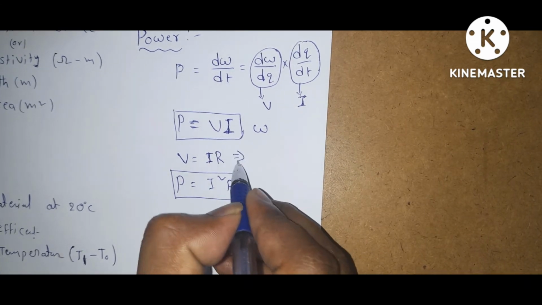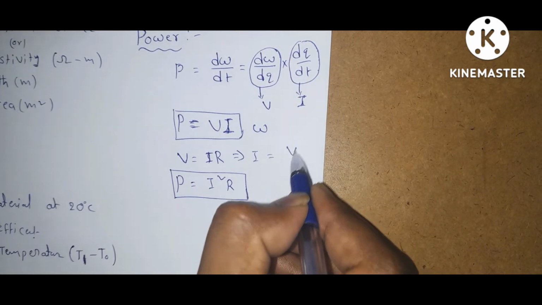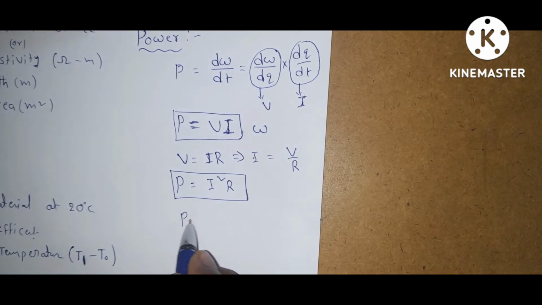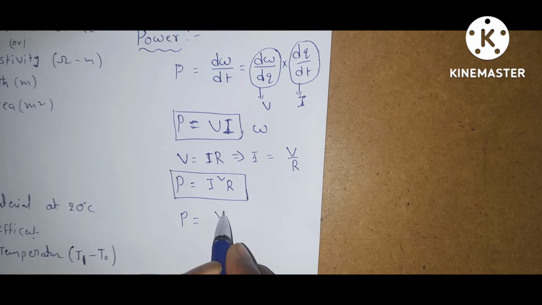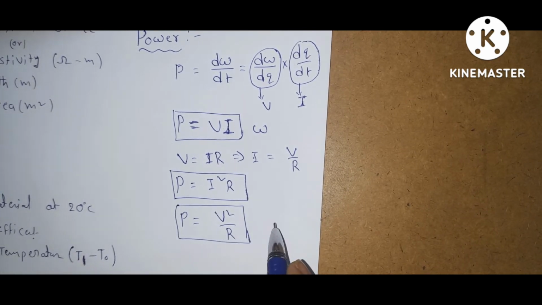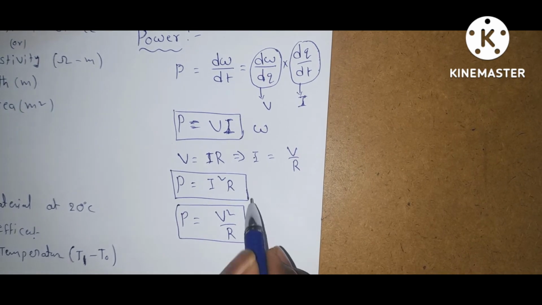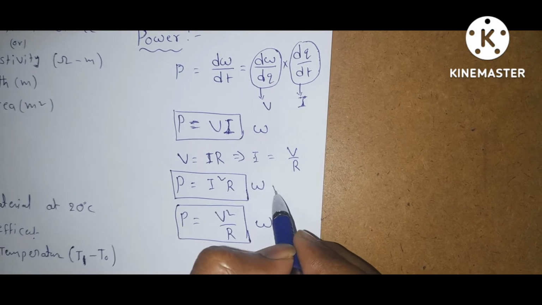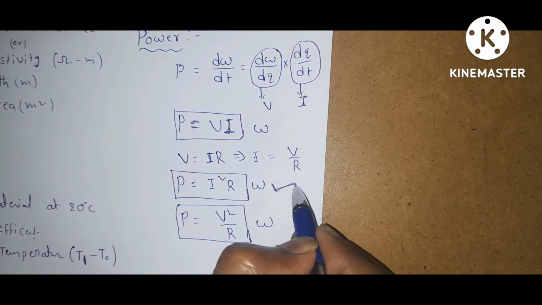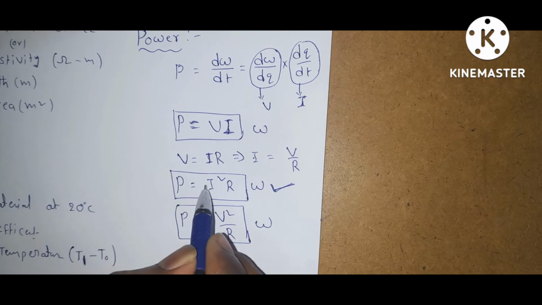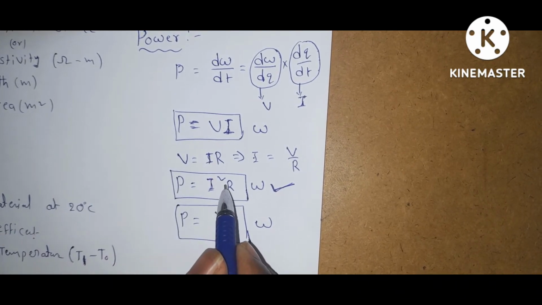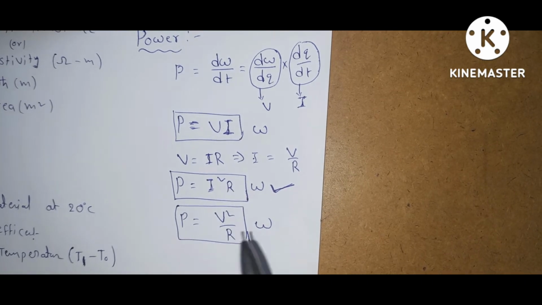From this expression, what is I? I is equal to V by R. Again substitute current in this equation. So what is the power? V square by R. These are the three expressions for power dissipated in the resistor. Mostly we use this formula: power dissipated in any resistor is P is equal to I square R.